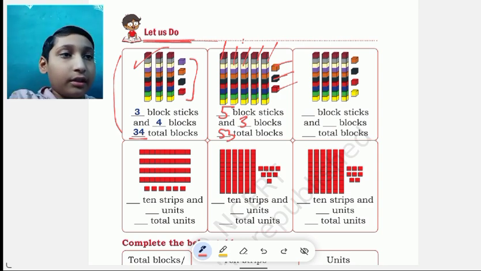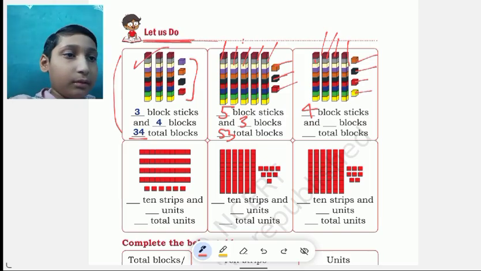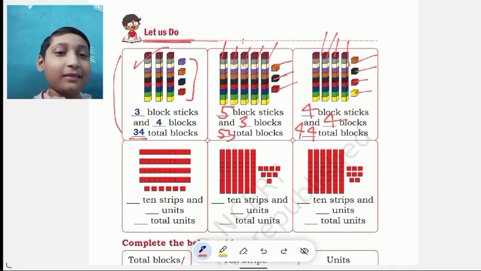Then we got this one. 1, 2, 3, 4 block strips. So we write 4. And 1, 2, 3, 4 blocks. So meaning our answer is 44.